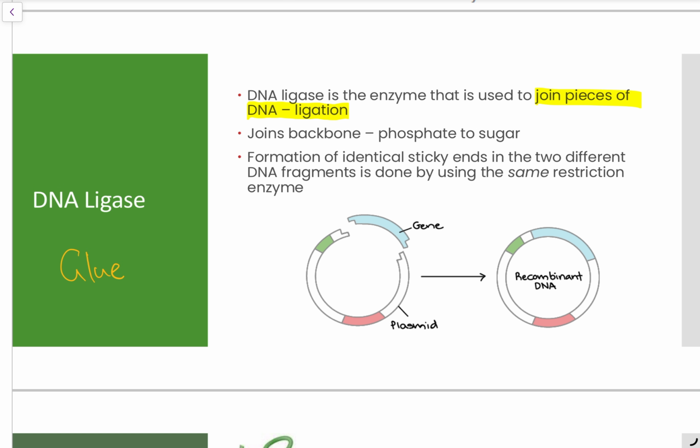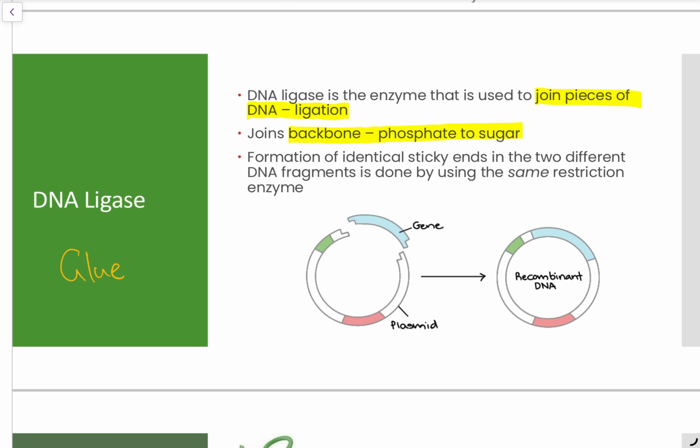It's important to note that the ligation itself is with the sugar phosphate backbone, okay? It's where the phosphate molecule connects to the sugar. This is the bond that is restored using DNA ligase. And what we're going to do in this instance is we take sticky ends from two different DNA fragments and we can combine them together.